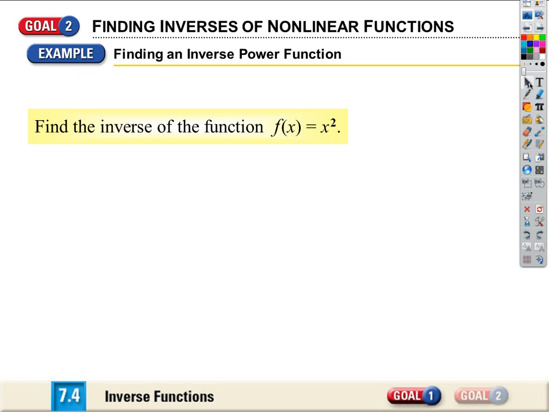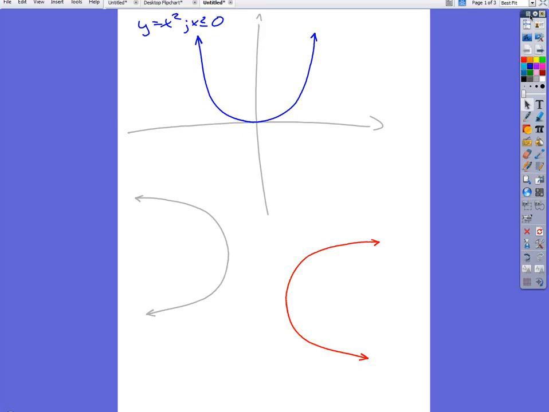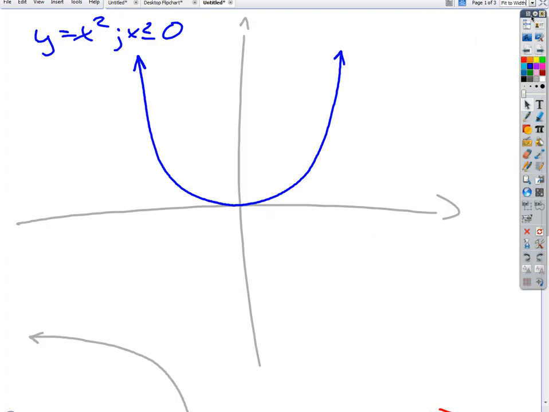Okay, so what do we do about this one? Find the inverse of f of x equals x squared. If I want to find the inverse of f of x equals x squared, well, x squared just looks like this, doesn't it? Let's get rid of that. Everybody agree that that's just a parabola, y equals x squared?